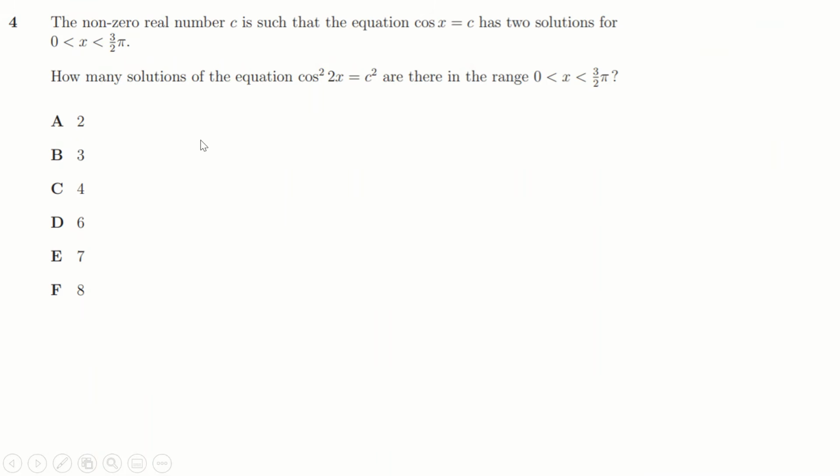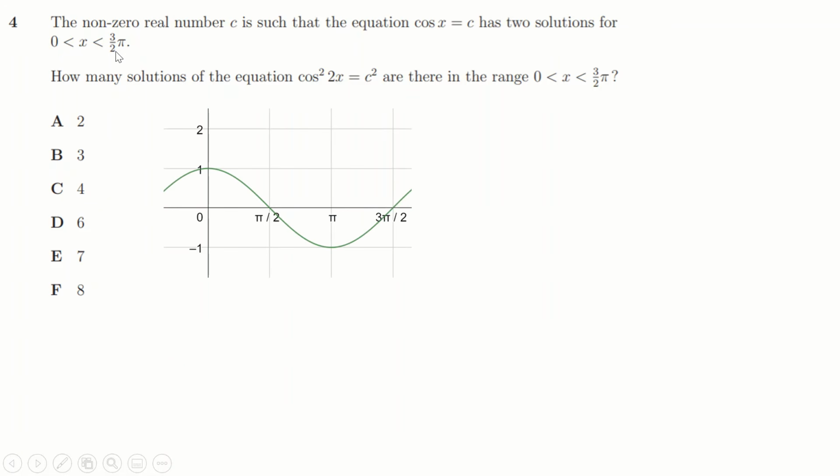Question number 4. Okay, so cos between 0 and 3 pi over 2 looks like this. And we're told it has two solutions for some value c. So the graph y equals cos of x equals the graph y equals c twice in here. Now that means the graph y equals c is down here somewhere, right? If c was up here, then sure, you'd get a second solution here, but that's outside of your range. So c must be between 0 and -1.